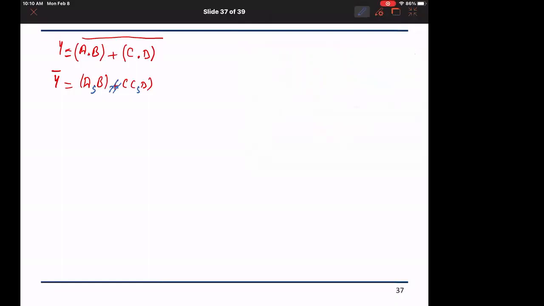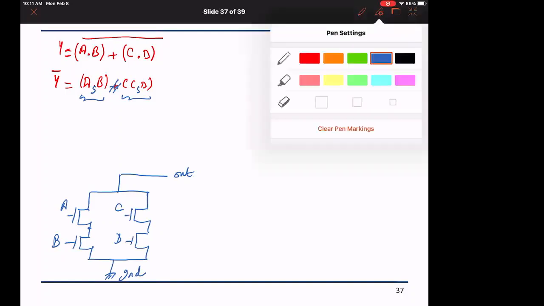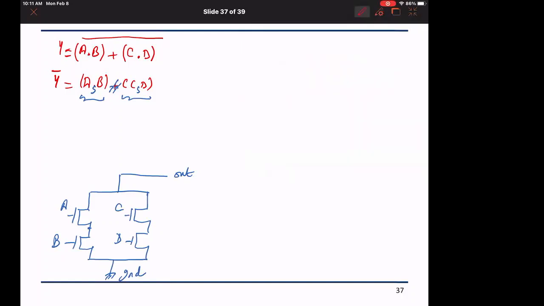Okay, so if I want to draw it, I start with the innermost blocks within the brackets, which are the AND. So I will have A and B, or A in series with B, and all of this will be in parallel with another block, which is C in series with D. Okay, these are in parallel now. This is my pull down network. It is finished, so it should be between out and ground. Okay, then we will write the pull up network.